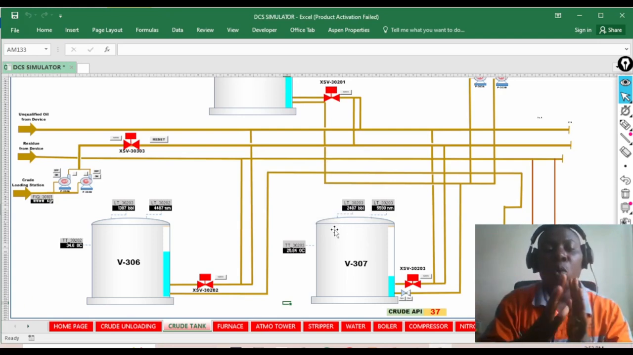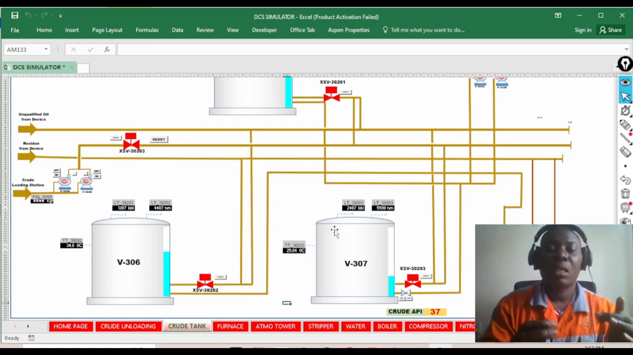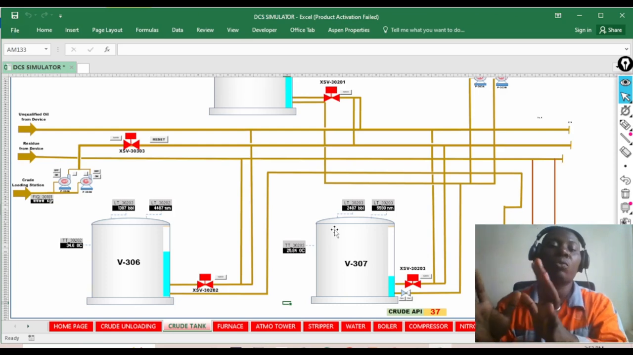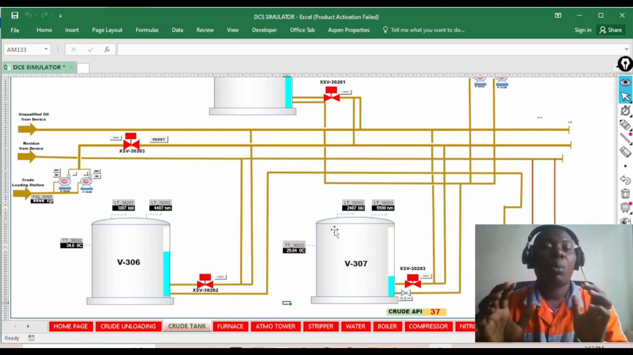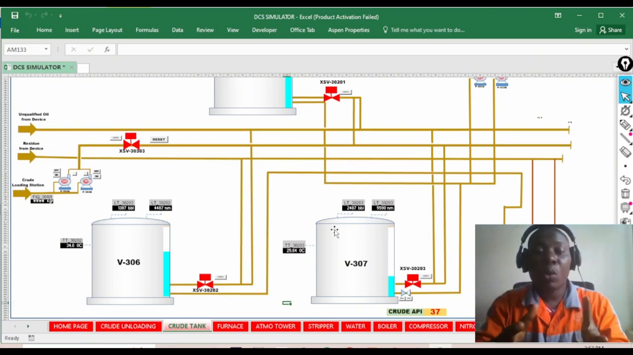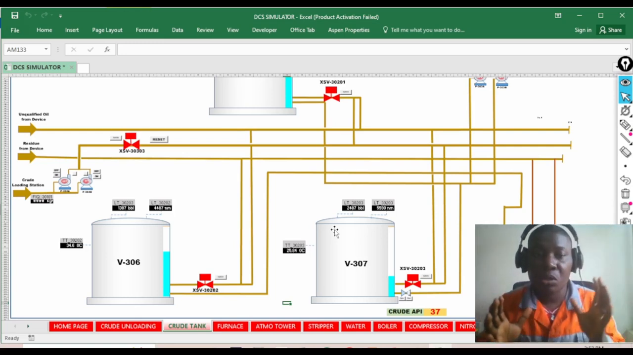Now if the valve is closed, what happens? The pump is actually running, the impellers are rotating and we are pushing the crude forward through the discharge line, but then there is no flow because the shutdown valve is closed. Meanwhile, the suction is actually taking crude from the tank and is pressurizing the line.